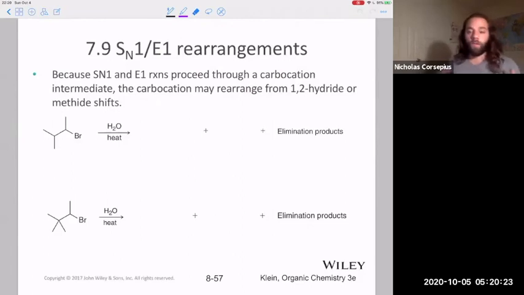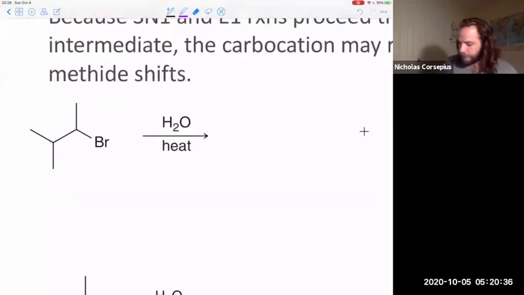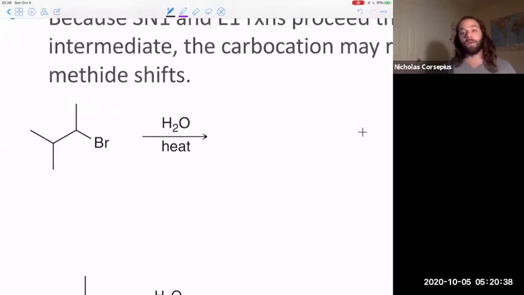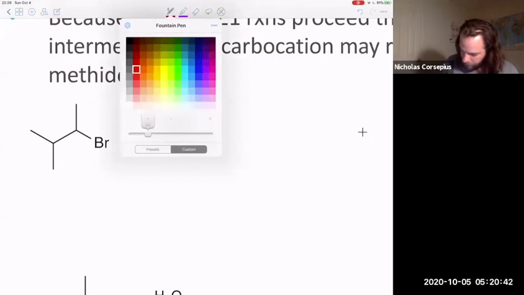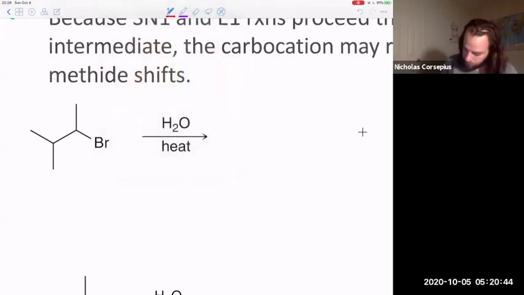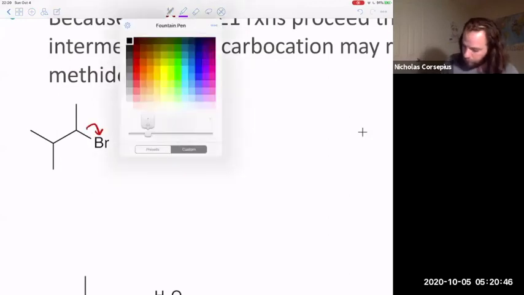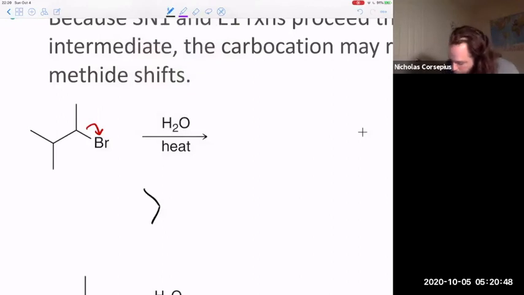All right, so now one more complication we have to think about, because we're talking about carbocations, is the potential for these rearrangements that we saw last chapter. Let's take a look at this example here. Let's say that this is going to undergo an SN1 reaction. Well, what's my first step? Loss of a leaving group. And so that would leave me with this compound here.